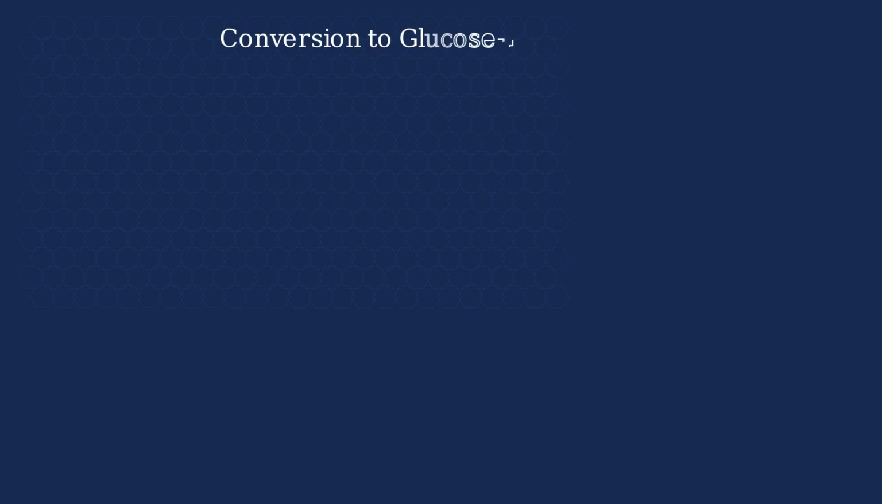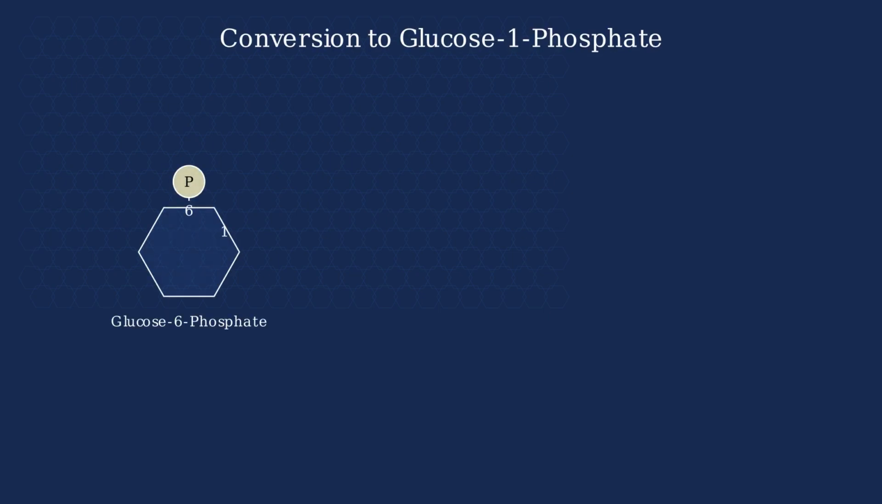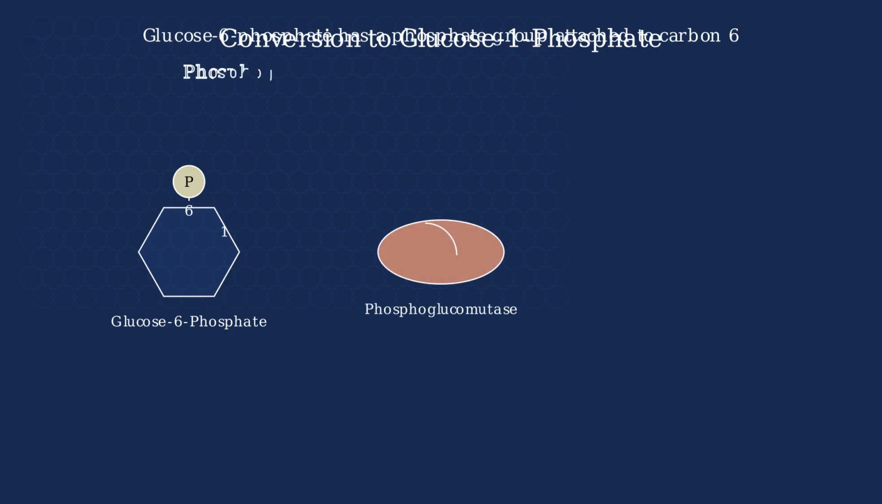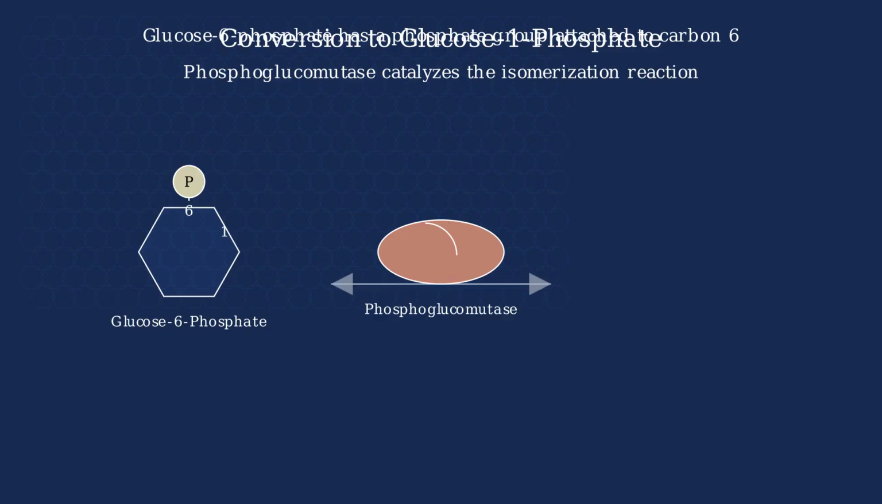In the glycogenesis pathway, glucose 6-phosphate must be converted to glucose 1-phosphate. This conversion is catalyzed by the enzyme phosphoglucomutase. Phosphoglucomutase facilitates the transfer of the phosphate group from carbon 6 to carbon 1.